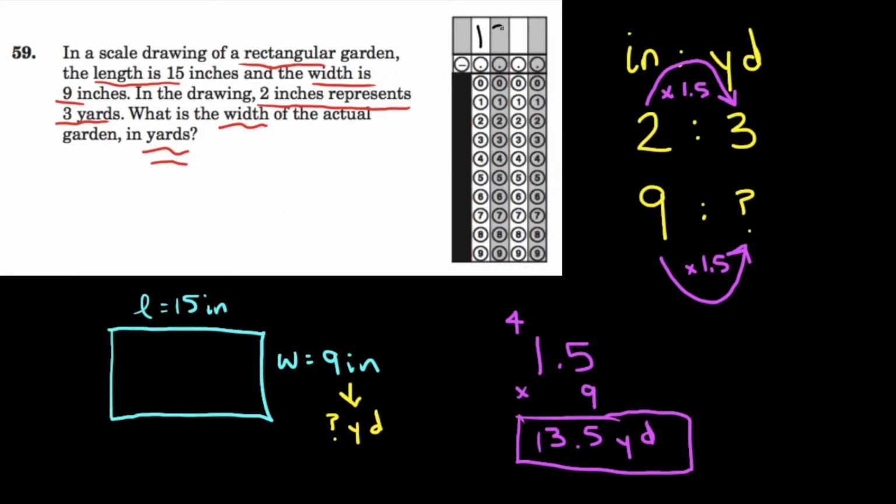We enter it like this. The decimal point gets its own column. And we bubble in each appropriate number, or in this case, decimal point. And that's it.